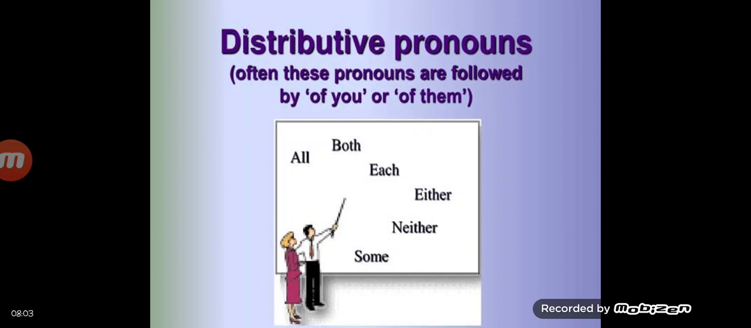The other examples on your screen of distributive pronouns are... You must know that often these pronouns are followed by "of you" or "of them." Like, if you have "all" as a distributive pronoun, you can use it in a sentence: all of you, both of you, both of them, each of them, either of you, neither of them, some of you. Okay, they come like this in sentences.